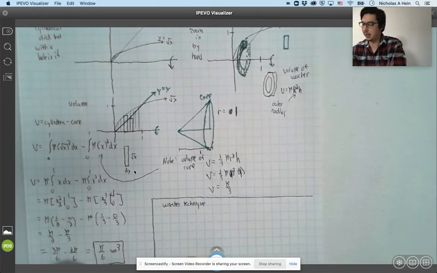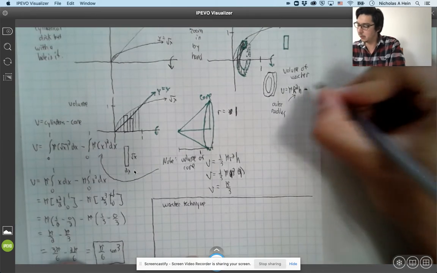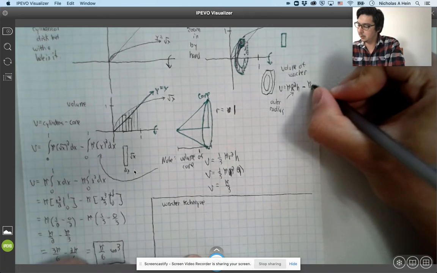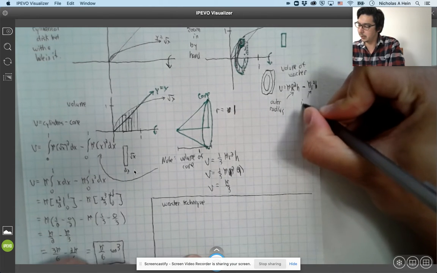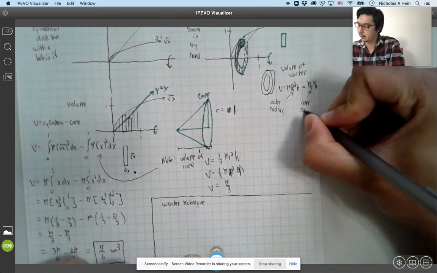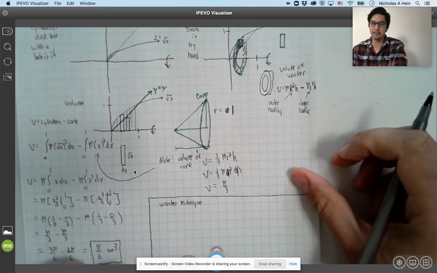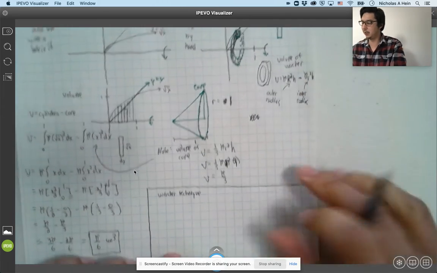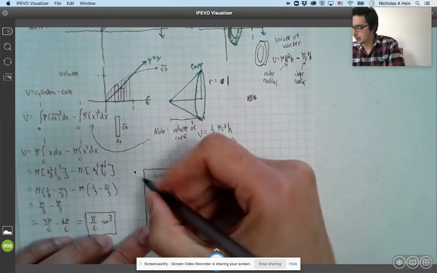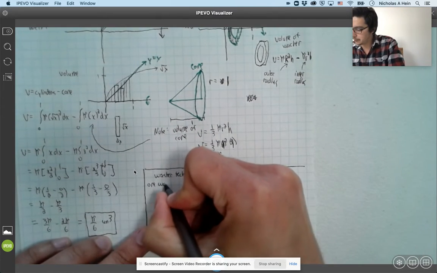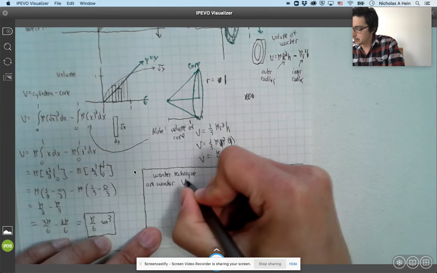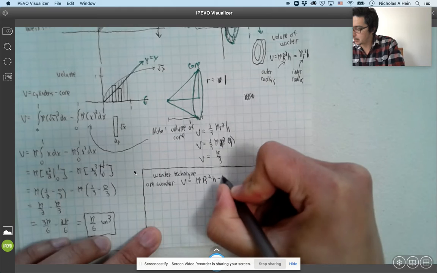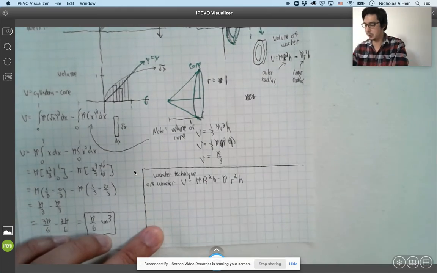and then you'd subtract the inner volume, which would be pi little r squared h, where that would be your inner radius. Okay, so writing it down here, the volume of one washer is going to be pi big R squared h minus pi little r squared h.